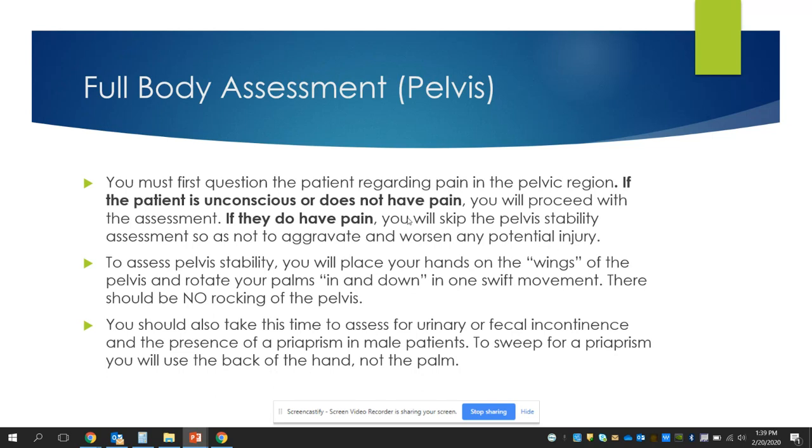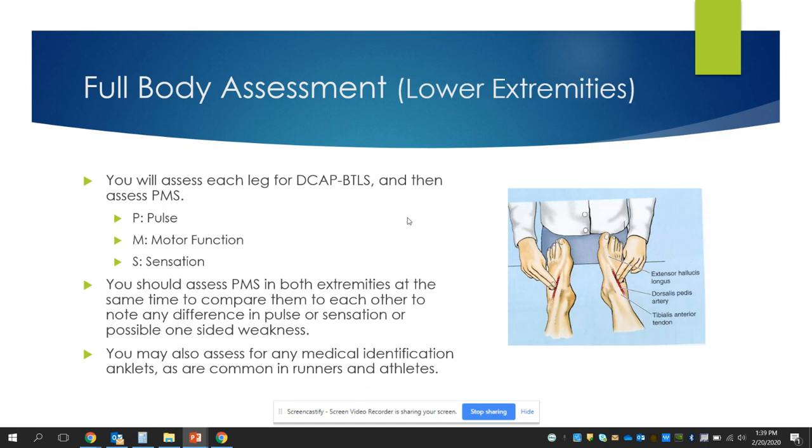We're also going to be assessing here for urinary or fecal incontinence, like maybe if the patient passed out or they had a seizure, they've had a loss of that bowel or bladder. And we can also use the back of the hand to sweep for a priapism, which would be an unwanted or unintentional erection in a male patient that comes from a spinal cord injury. So you can sweep for that with the back of the hand as well.